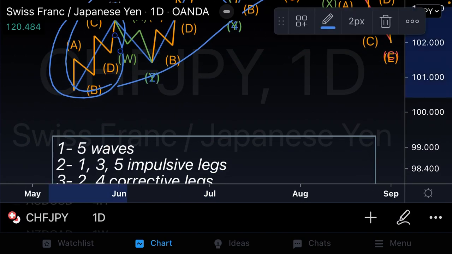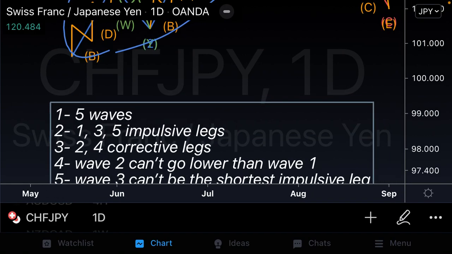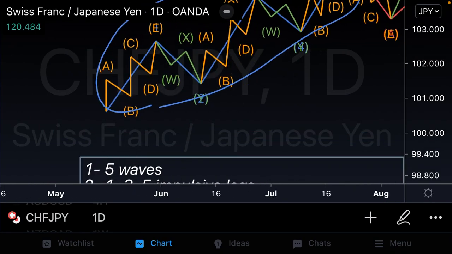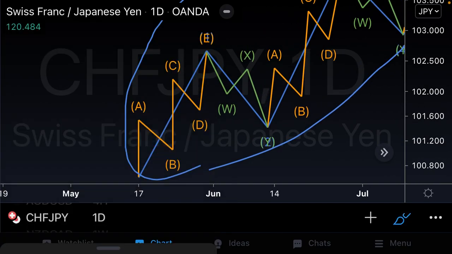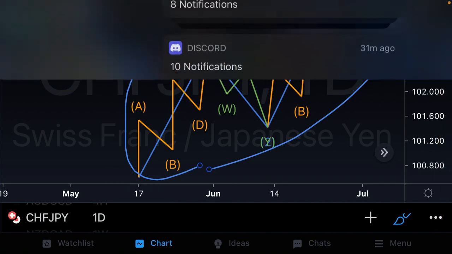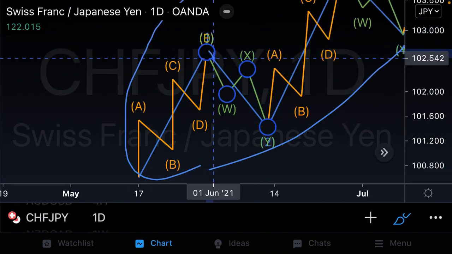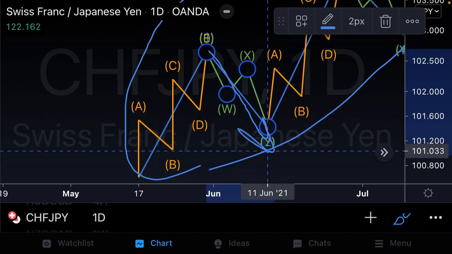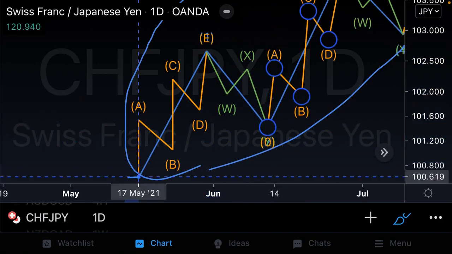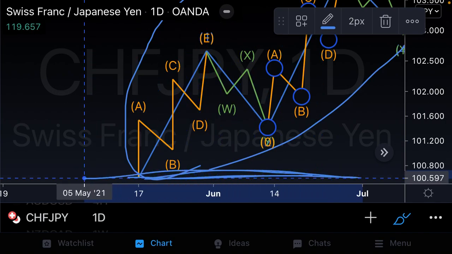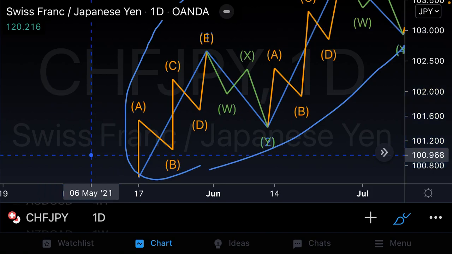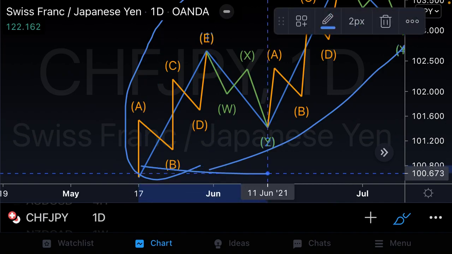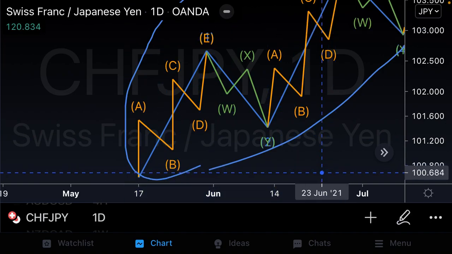Now, let's get into our rule number 4, guys. Wave number 2 cannot go lower than wave number 1. So if we zoom into this, we know that this is obviously our wave number 1 over there, and this is our wave number 2. Wave number 2 can retrace as far as it would like to retrace, but cannot retrace lower than where our wave number 1 has started, guys. So wherever wave number 1 started, wave number 2 cannot terminate lower than our starting point of wave number 1.